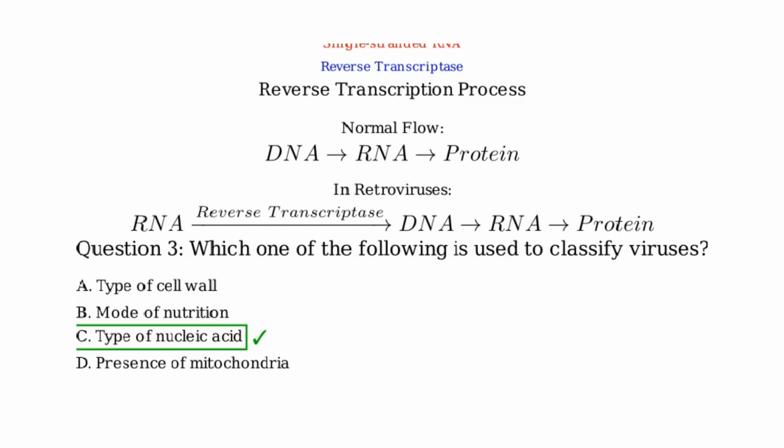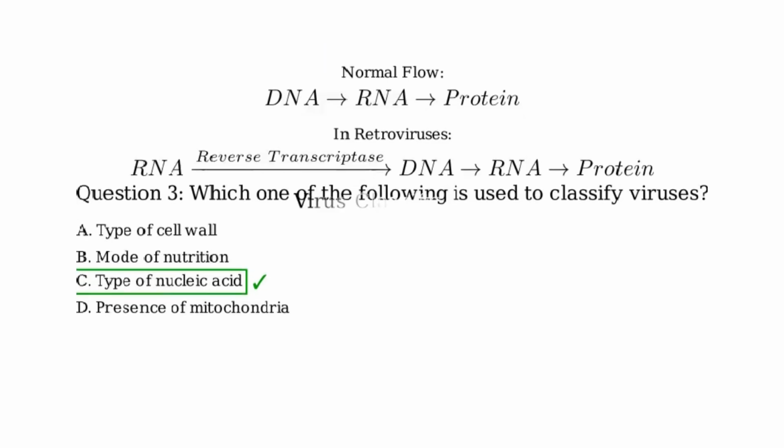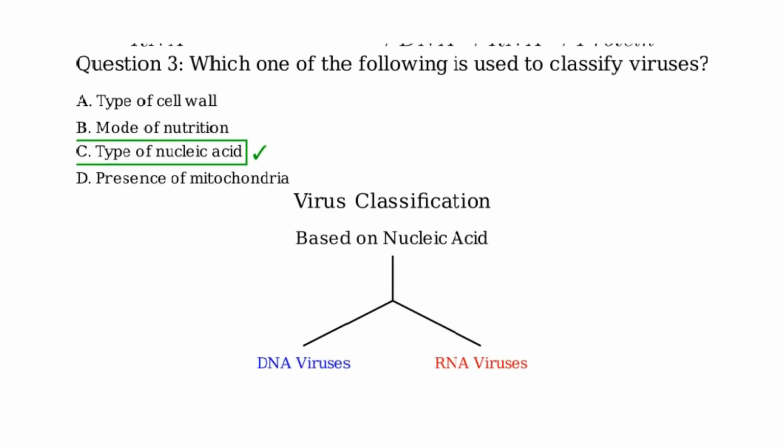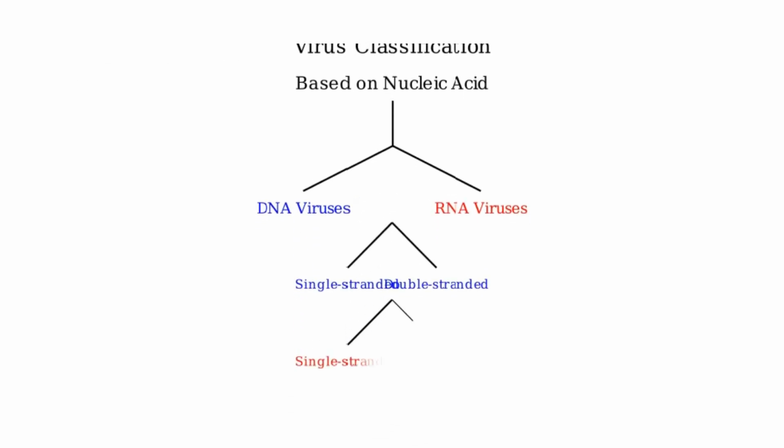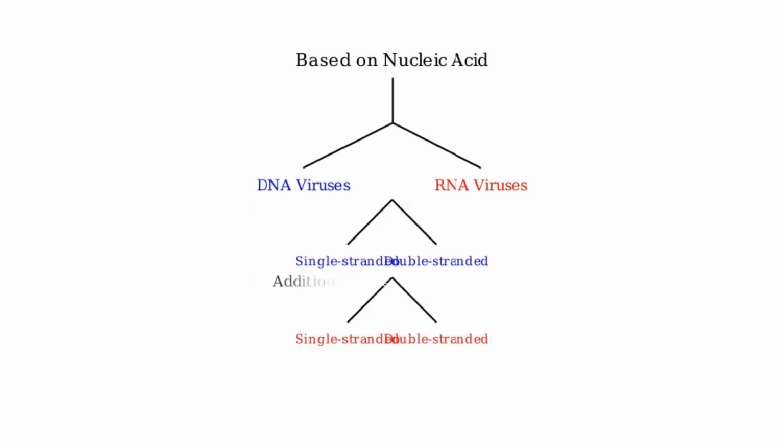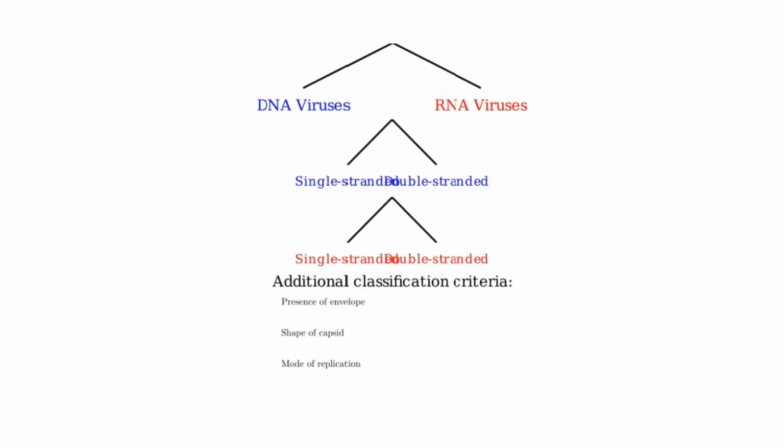Let's understand how viruses are classified. The primary classification of viruses is based on their genetic material. Some viruses contain DNA, which can be either single-stranded or double-stranded. Others contain RNA, which can also be single-stranded or double-stranded. Additional classification criteria include the presence of an envelope, shape of the capsid, and the mode of replication.